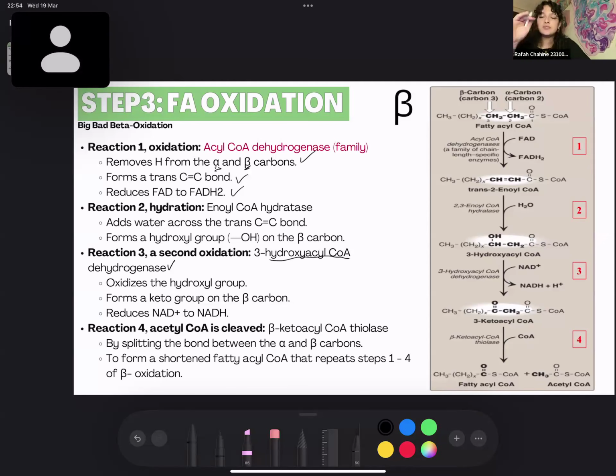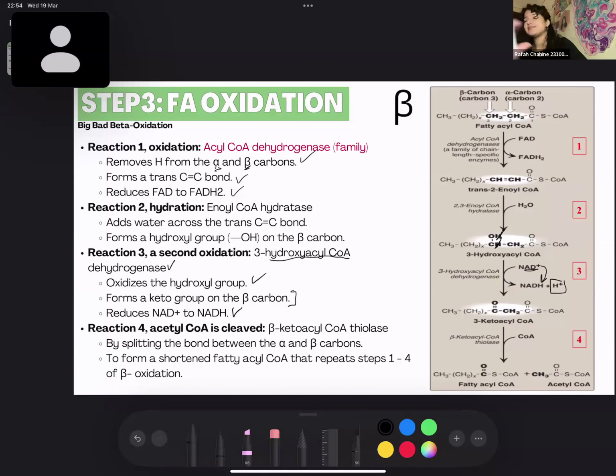Now, what specifically are we oxidizing? We are going to be oxidizing the hydroxyl group and the hydrogen that is with the beta carbon right now. And again, when we oxidize something, we need to reduce something else, right? In this case, it is not going to be FAD, it is going to be NAD. So we're going to reduce that from NAD to NADH plus a free hydrogen. It's only going to take 1. Okay, now, the third thing that this third reaction does is forms a keto group on the beta carbon.